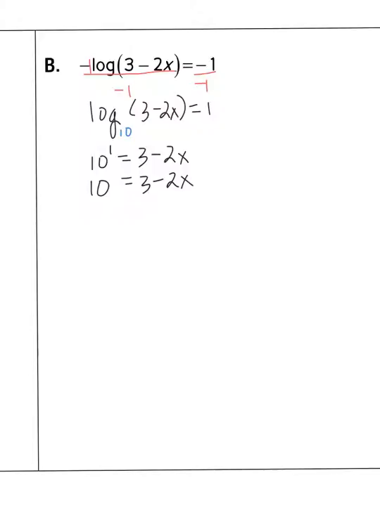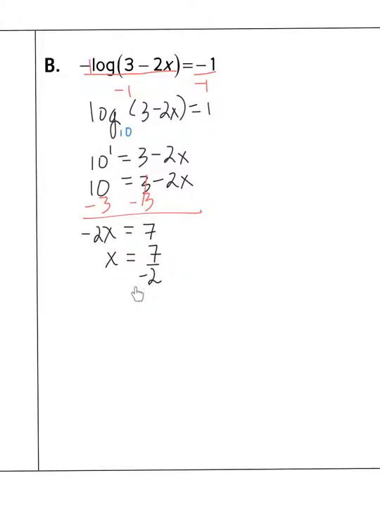And then we are going to subtract 3 from both sides, and I'm going to flip the equation around because I want my variable on the left. So negative 2x is equal to 7. Divide by negative 2, and I get x is equal to negative 7/2.